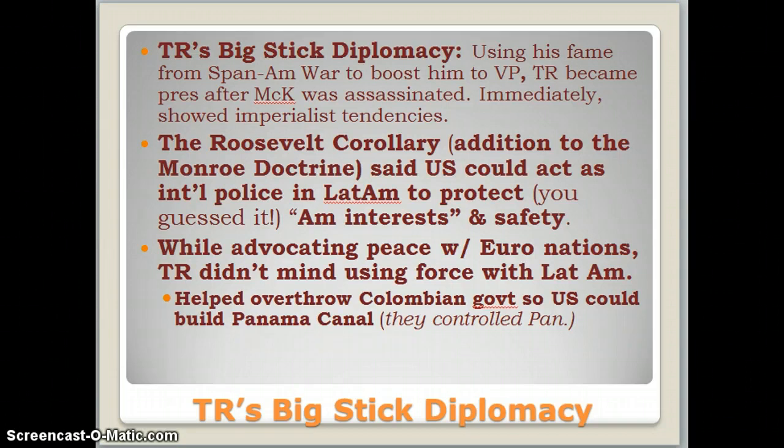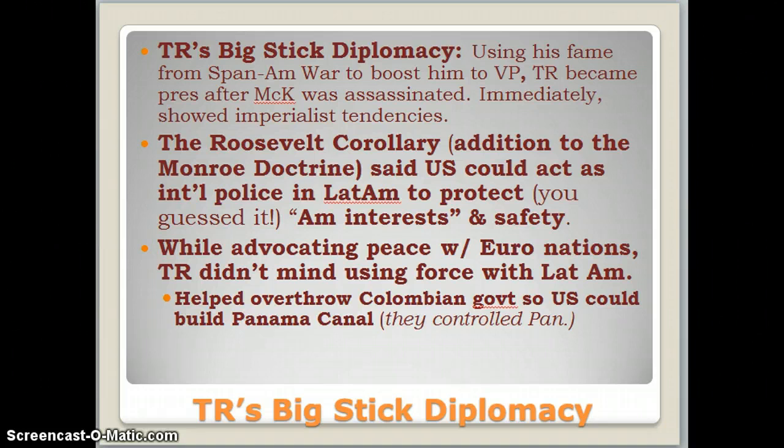Everybody loved him. He became the vice president, and bam, William McKinley ended up being assassinated by an anarchist, no less. This crazy anarchist ends up shooting William McKinley. And because of that, Teddy Roosevelt becomes the youngest president in American history. Not the youngest elected, but the youngest president. He immediately shows his imperialist tendencies.